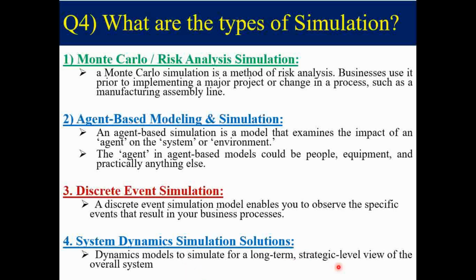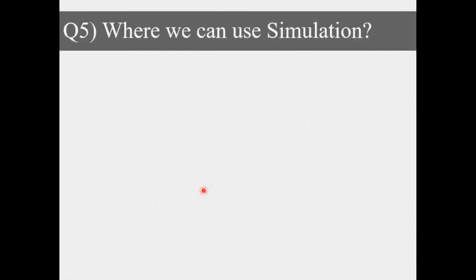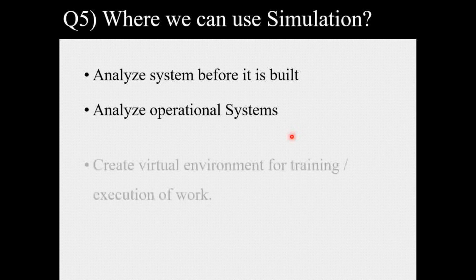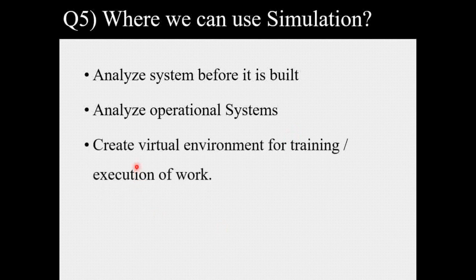Now question number 5, where can we use simulation? Some points are highlighted here. The first use is to analyze the system before it is built. Before building anything, we can simulate it and identify how it will look or how it will get created. The second is to analyze operational systems. And the third is to create a virtual environment for training and execution of work.